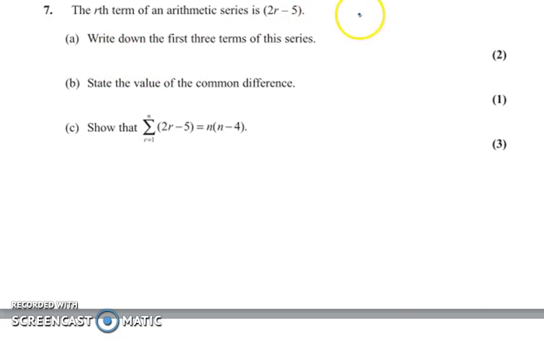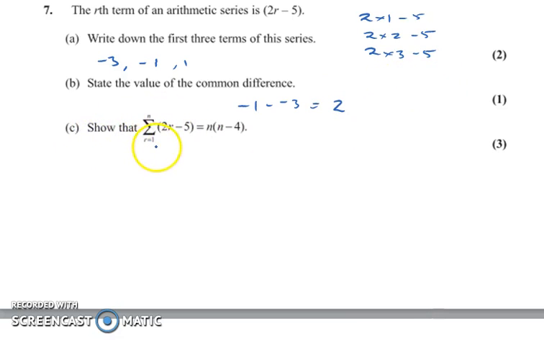So we've got 2 times 1 take away 5, which is minus 3. We've got 2 times 2 take away 5, which is minus 1. And we've got 2 times 3 take away 5, which is 1. State the value of the common difference. So if we do the second term take away the first term, we've got minus 1 minus minus 3, which is 2.